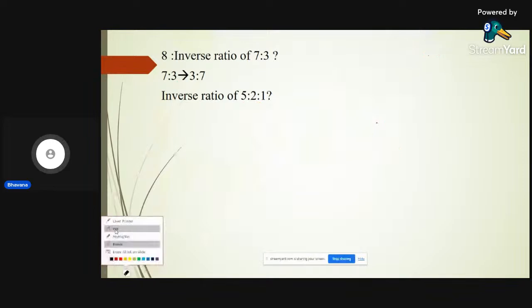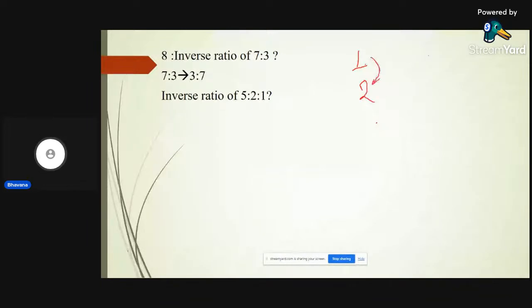Okay. So what does inverse mean? For this 1 is to 2, what is the inverse? Inverse means reverse, right? That is 2 by 1. So this is the inverse way.